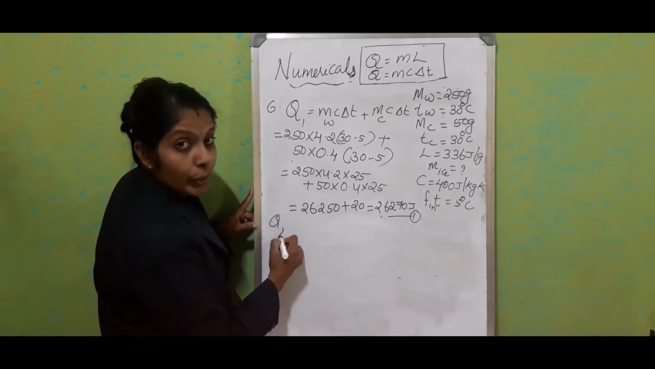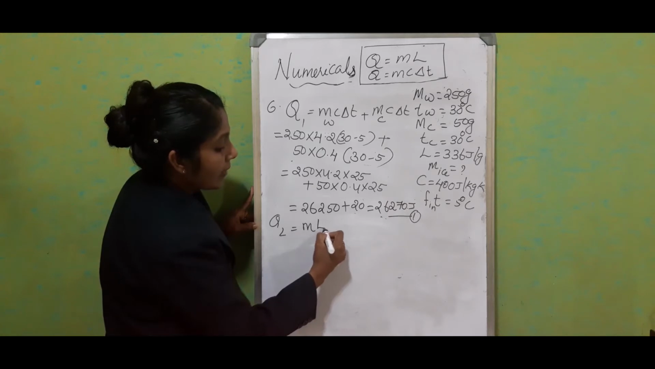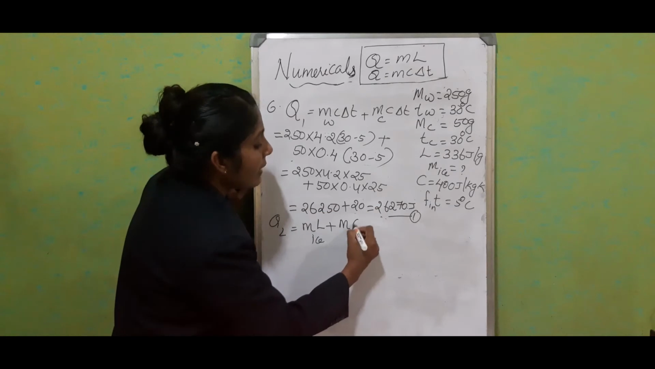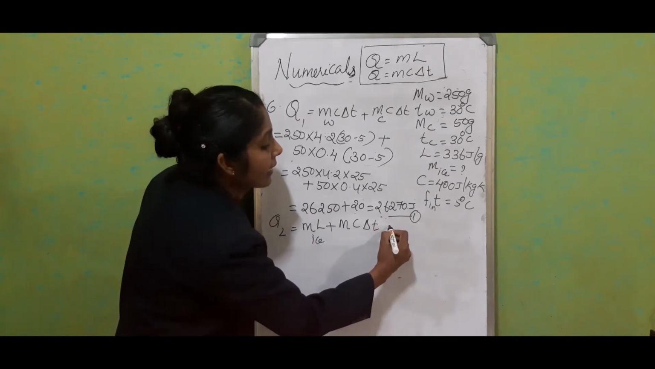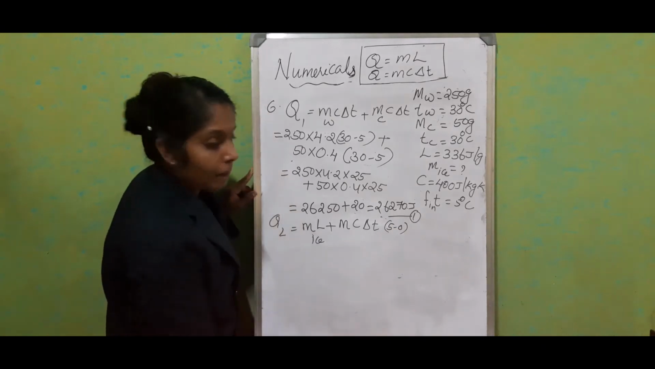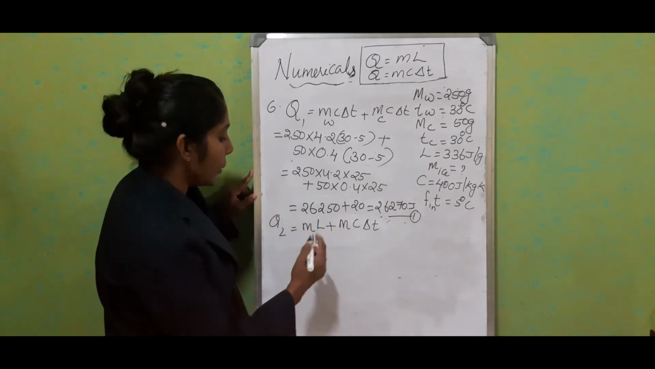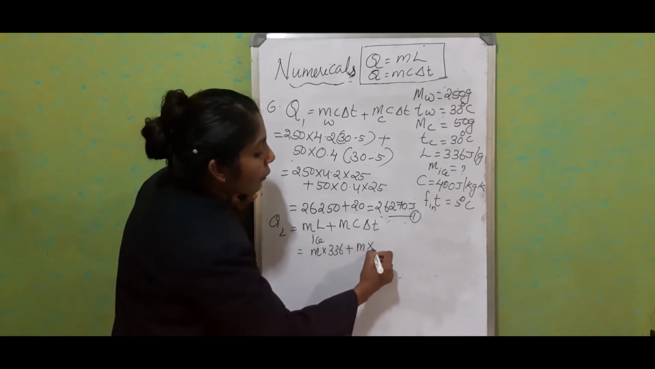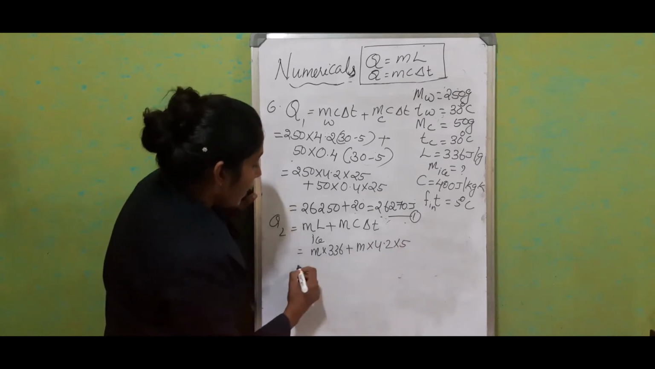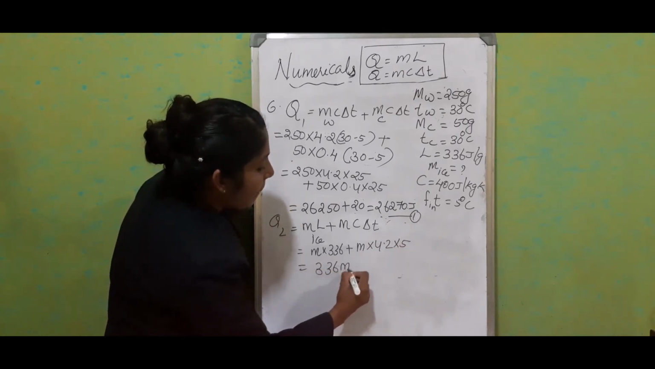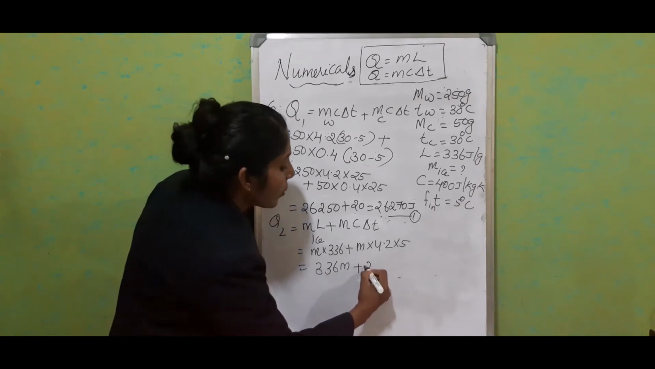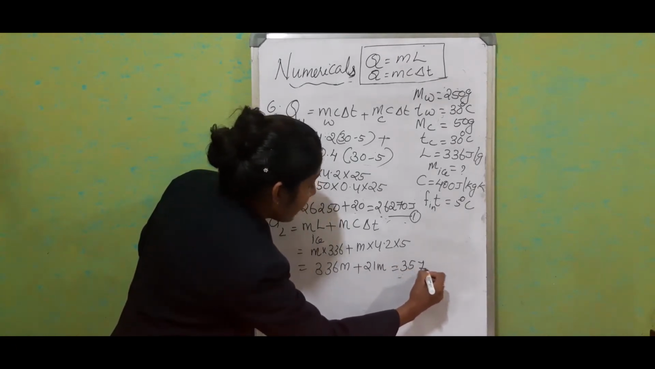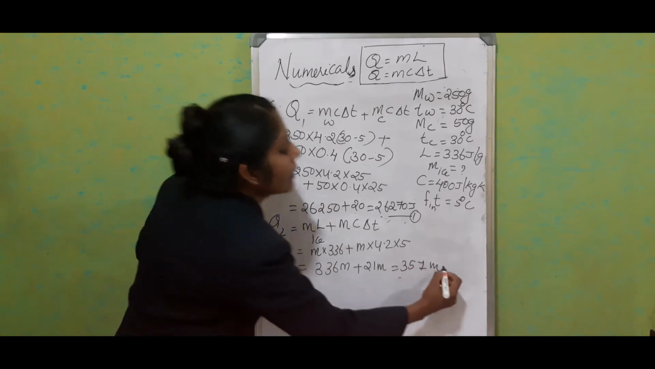So marking it as Q2 is equal to mass of ice into specific latent heat. Then after melting it becomes water. So M into C into delta T. Here this delta T is 5 minus 0, because the temperature difference is 5 and 0. So we will get M into 336 plus M into 4.2 into 5. So we will get 336 M plus 4.2 into 5 is 21, 21 M, or when we add it, we will get 357 M. This is our second equation.